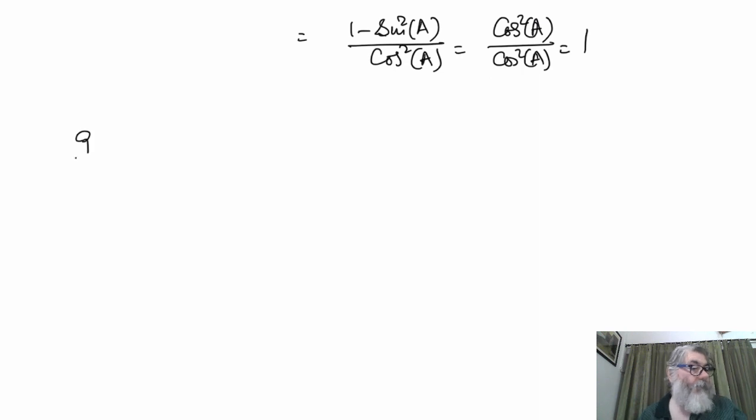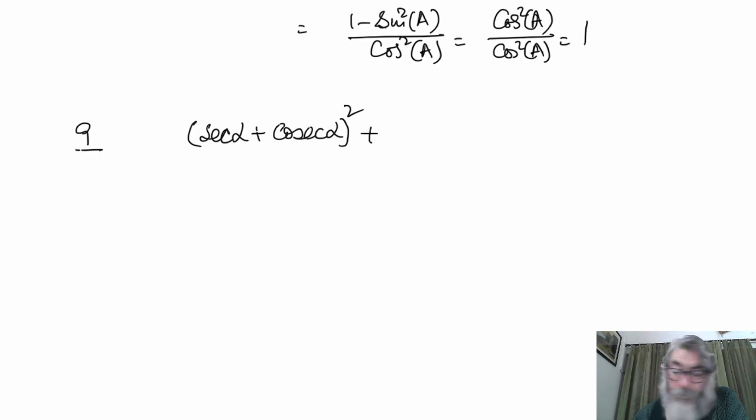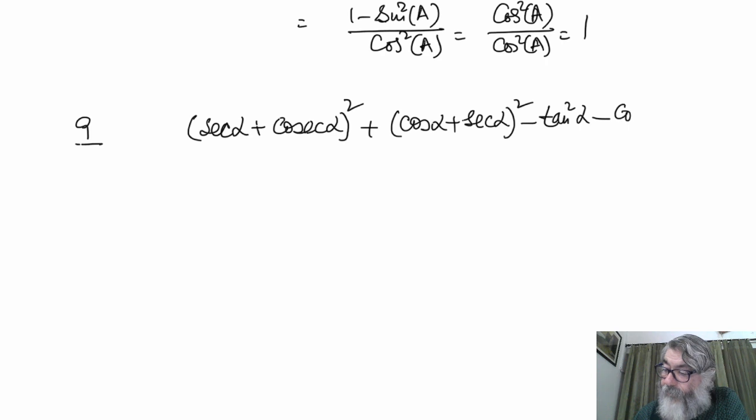Question number 9. Sec alpha plus cosec alpha whole square plus cos alpha plus sec alpha whole square minus tan square alpha minus cot square alpha. We have to find out the value of this expression.